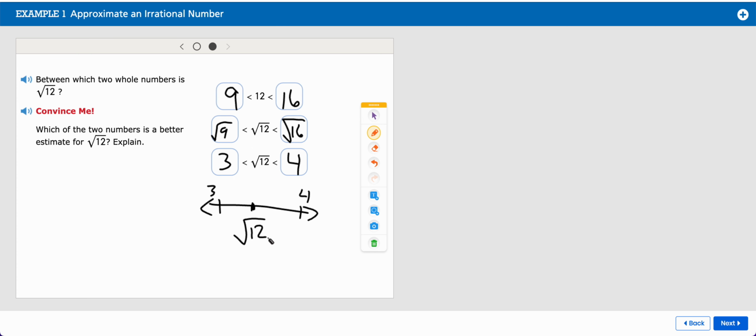If we get tighter than that, if we get closer than that, that's where we're gonna break out calculators, okay? But this is the skill I want you to have.